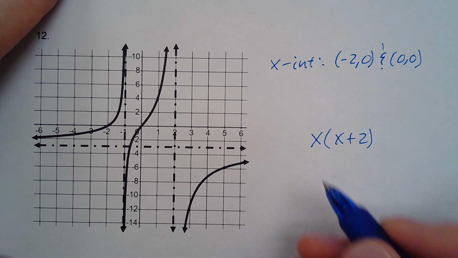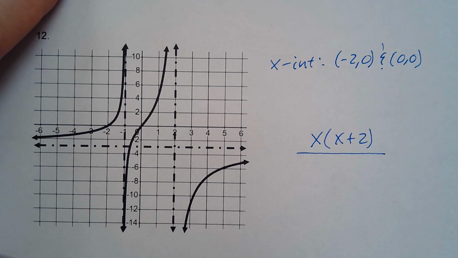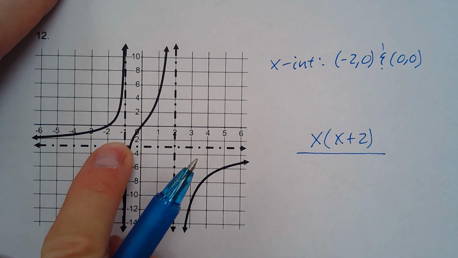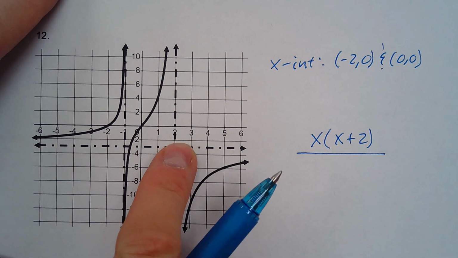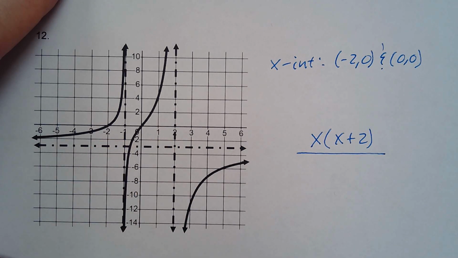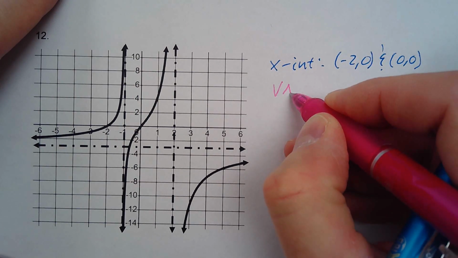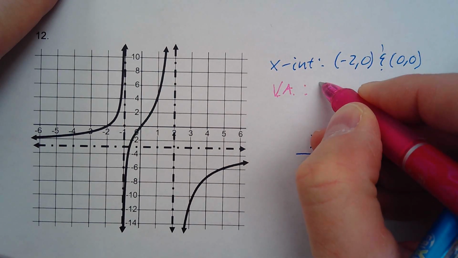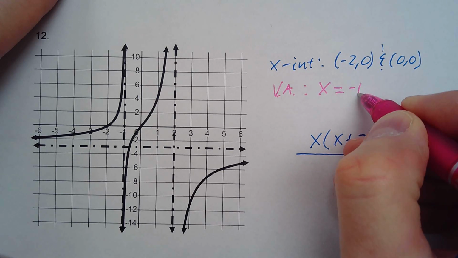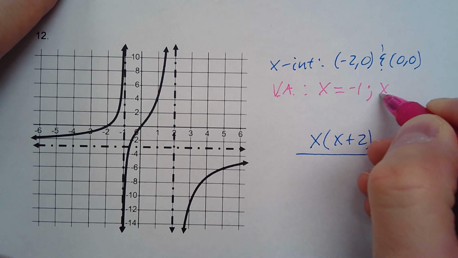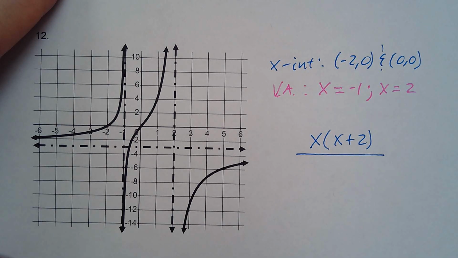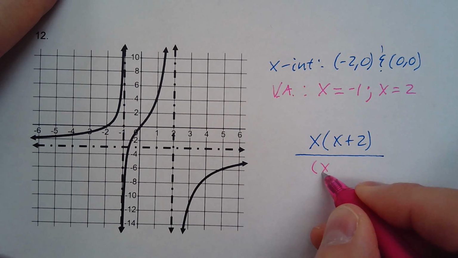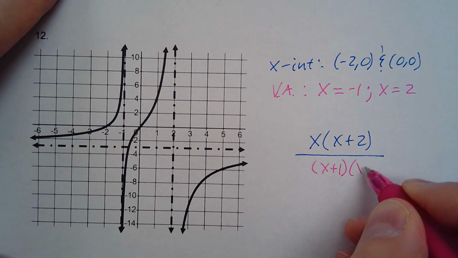So let's go ahead and build the denominator. So I have two vertical asymptotes in this case, one at -1 and one at +2. So my vertical asymptotes will be x equals -1 and x equals +2. So that's going to give me two factors of x plus 1 and x minus 2.